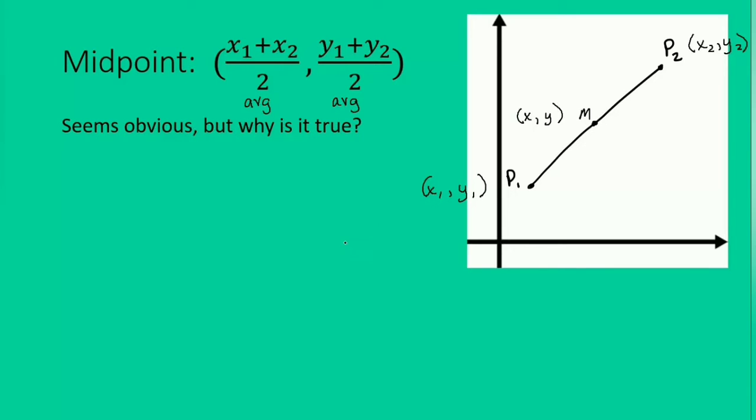That seems intuitive, and a lot of people just accept it because once they see it, they think, oh yeah, that makes a lot of sense, right? But why is that true? In Algebra 2, we've got to prove everything as we go through. So let's see if we can prove this.